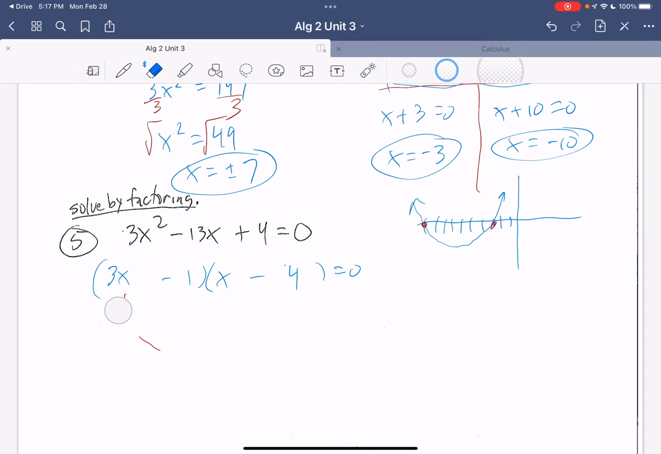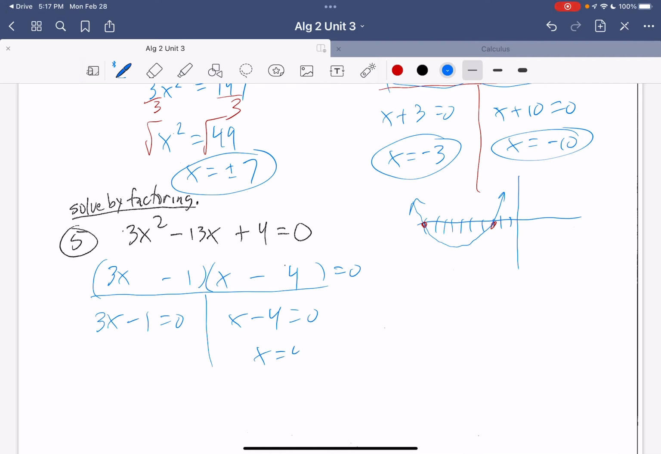All right, so then we're going to do zero product property. 3x minus 1 is equal to 0. x minus 4 is equal to 0. So we get x equals 4. And then we add 1 over. So add 1, add 1. We get 3x is equal to 1. Divide by 3. x is 1/3. So we get 1/3 and 4. So those are the two answers for that.